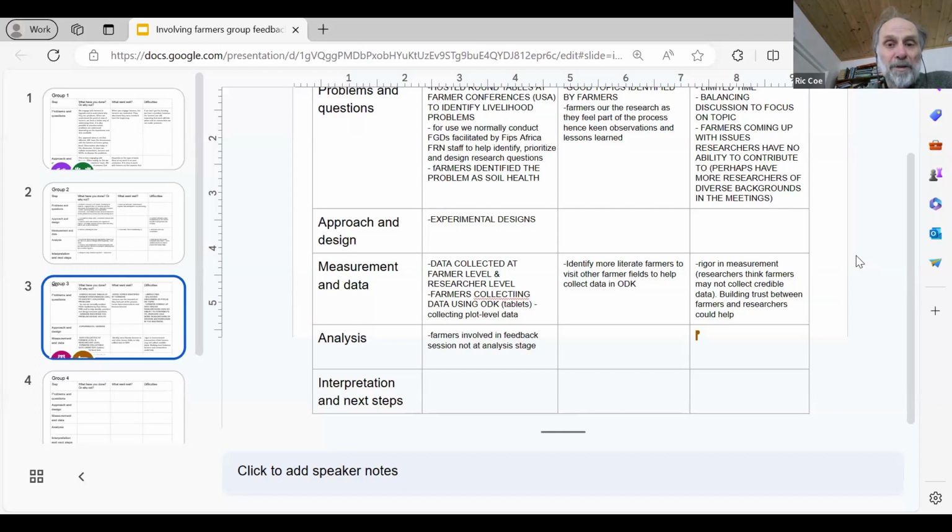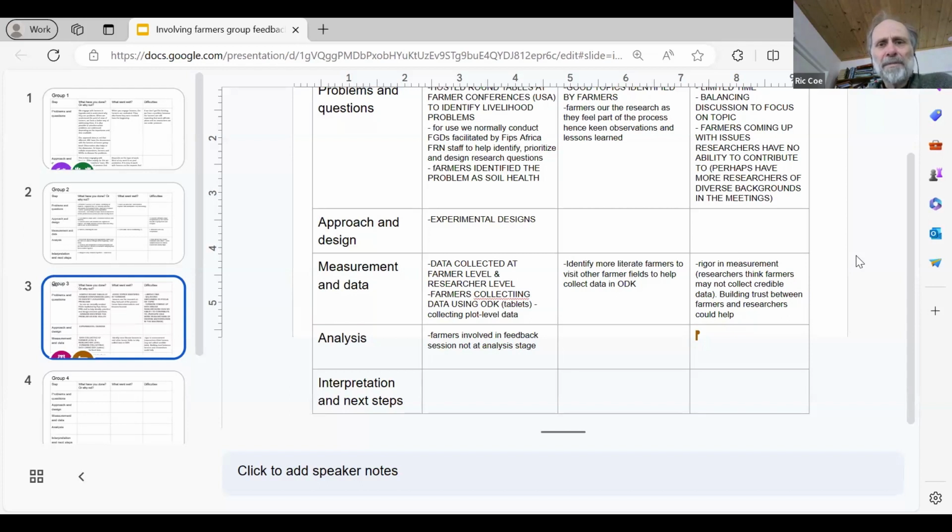One point is about trust, and building trust has to be part of the relationship between farmers and researchers. And the other is, what is credible data? Is a researcher's concept of what makes credible data aligned with what farmers think is credible data? And if not, why not? What's the difference? Why do we as researchers think that maybe our data is more credible than data that farmers produce?